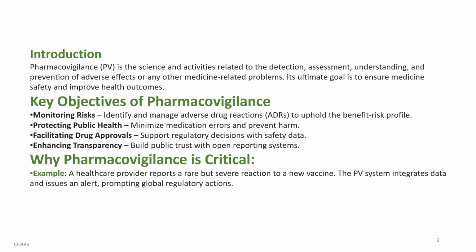Some key objectives of pharmacovigilance: monitoring risks, to identify and manage adverse drug reactions and to uphold the benefit-risk profile. Protecting public health, to minimize medication errors and prevent harm. Facilitating drug approvals, to support regulatory decisions with safety data. Enhancing transparency, building public trust with open reporting systems.